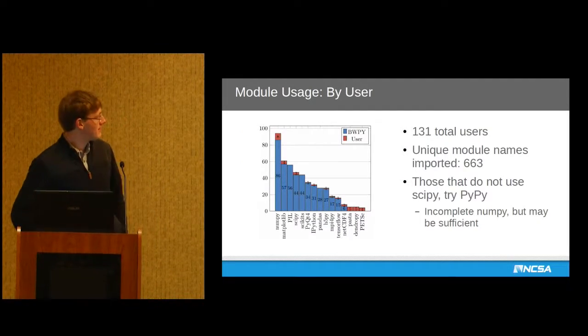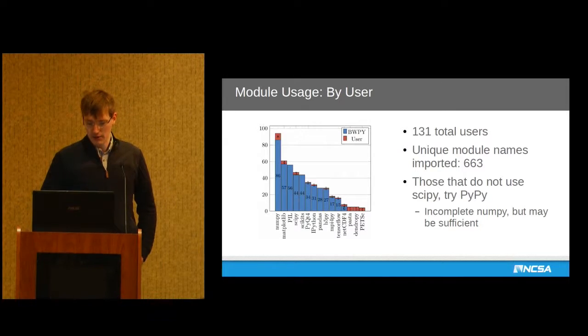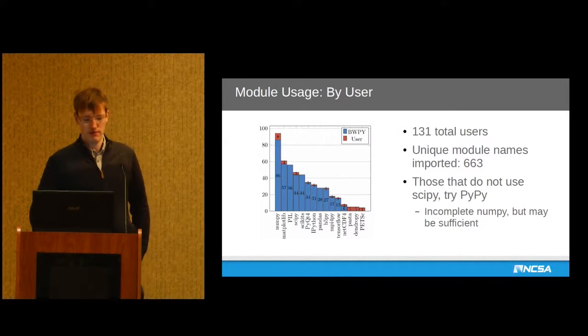And here's a little bit of statistics on how BWPy is being used. This is by user, so these are unique user counts. Out of 131 users, almost 100 are using NumPy. So there are a few people who might be able to get by using PyPy and get some performance out of that.